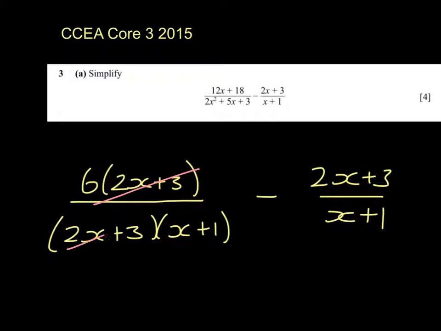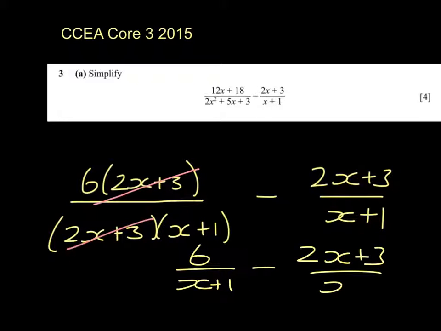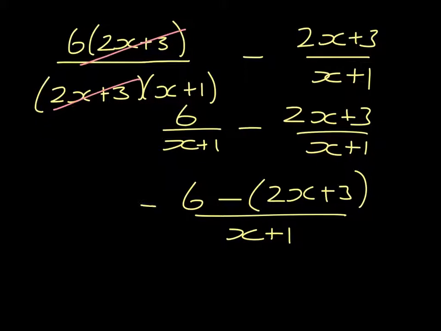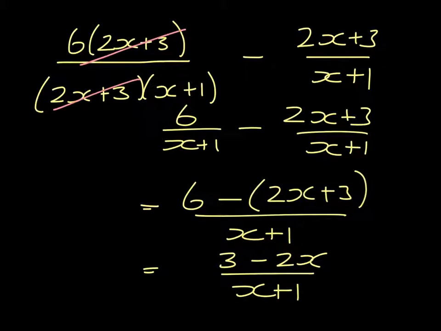So we have a 2x plus 3 and a 2x plus 3. So we have 6 over x plus 1 minus 2x plus 3 over x plus 1. Be careful with the subtraction, and I would recommend using brackets for the numerators. It's 6 take away 2x plus 3, which gives us 6 take away 3, which is 3 minus 2x all over x plus 1.